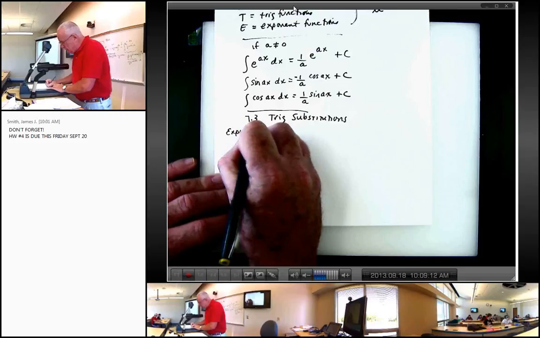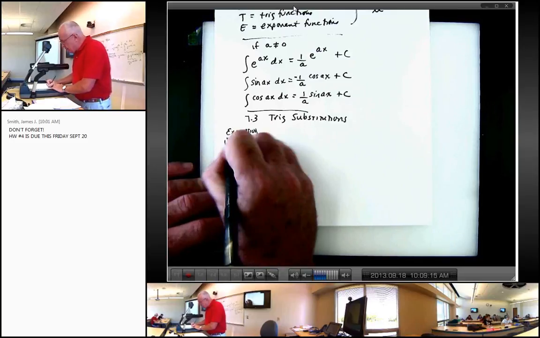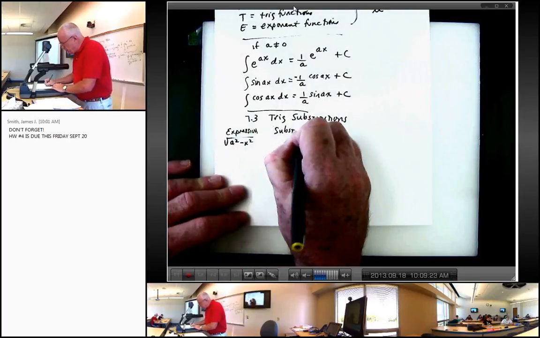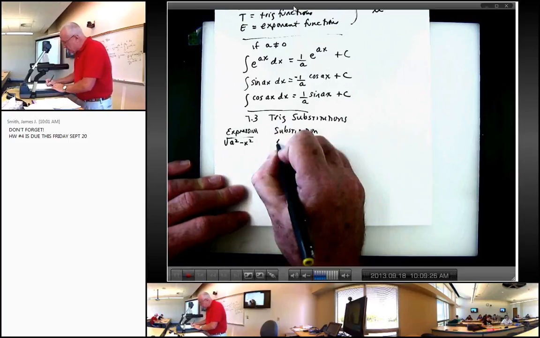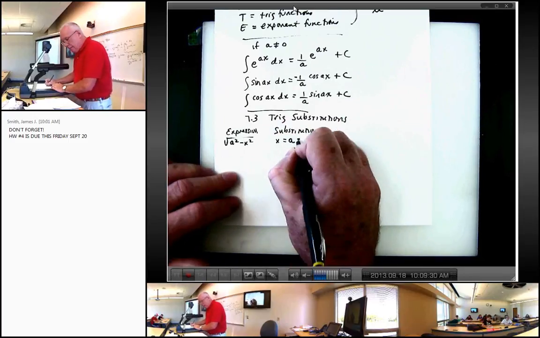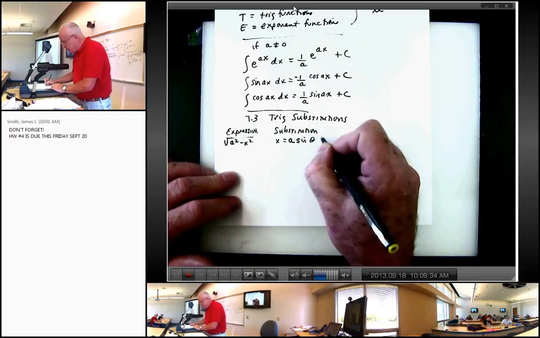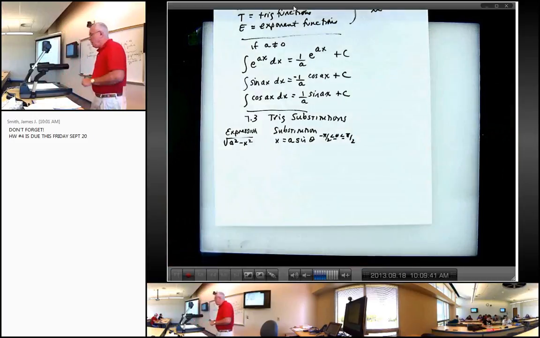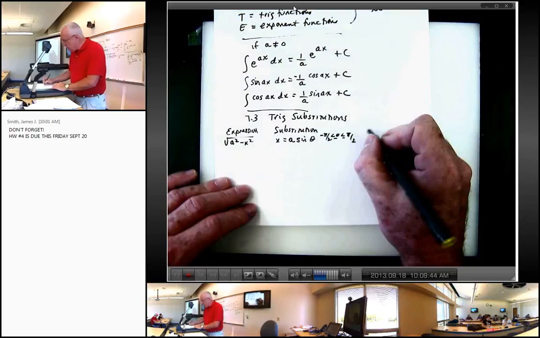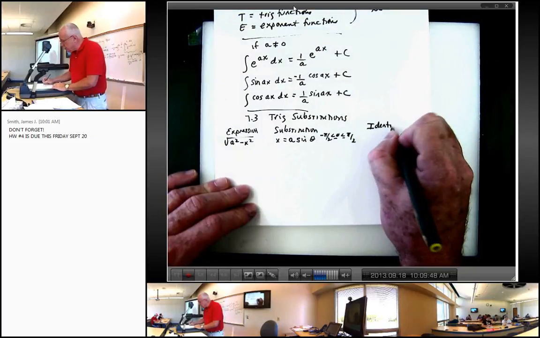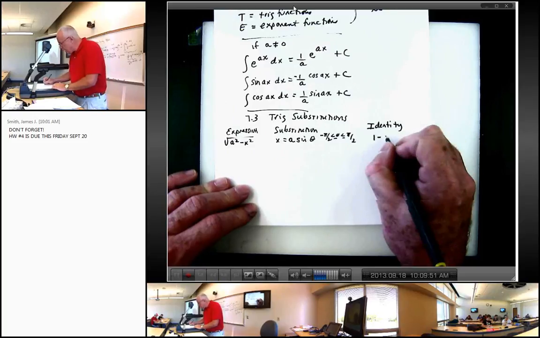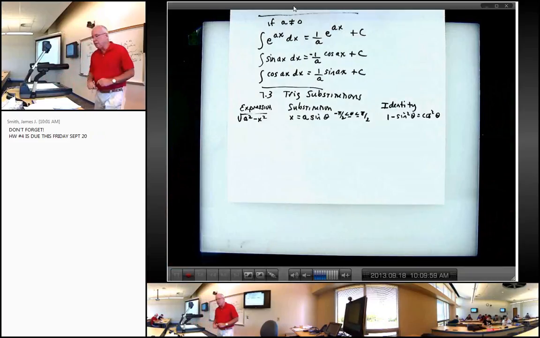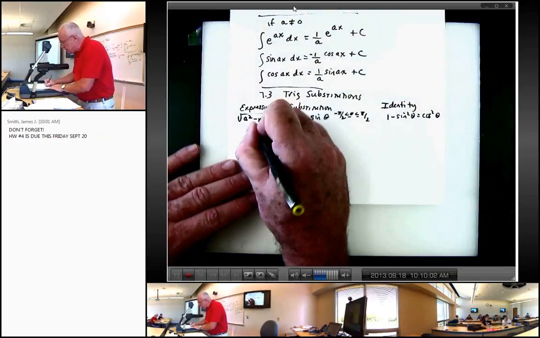Okay, if the expression in the integral is some number a squared minus x squared under the radical, then the substitution we do is we let x equal a, the number a, times the sine of theta, where theta is between minus pi over 2 and pi over 2. And then the identity that's involved with this substitution is 1 minus the sine squared of theta equals the cosine squared of theta. All right, so that's the first one. So again, I want to point out here that the x is after the minus.